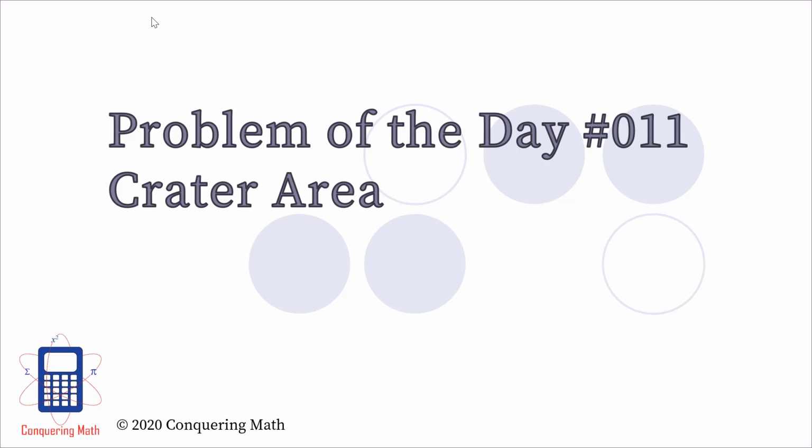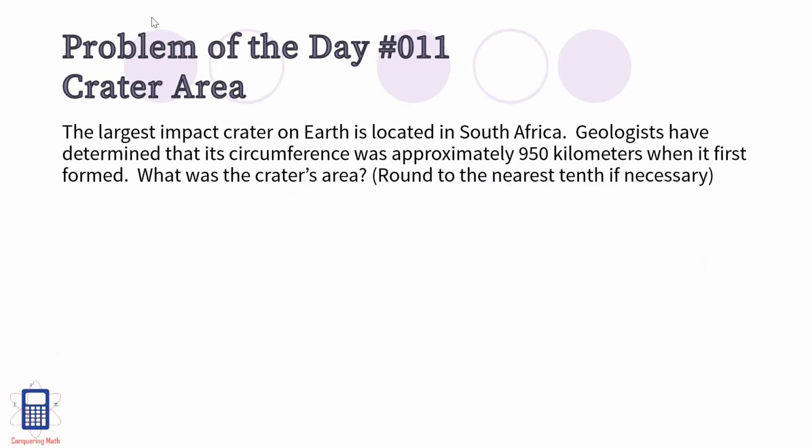Let's take a look. The largest impact crater on Earth is located in South Africa. Geologists have determined that its circumference was approximately 950 kilometers when it first formed. What was the crater's area? And round to the nearest tenth if necessary.